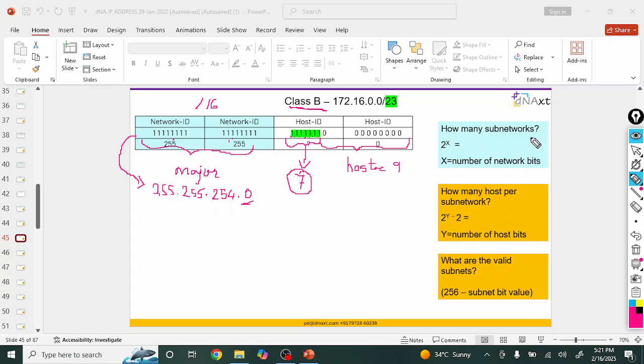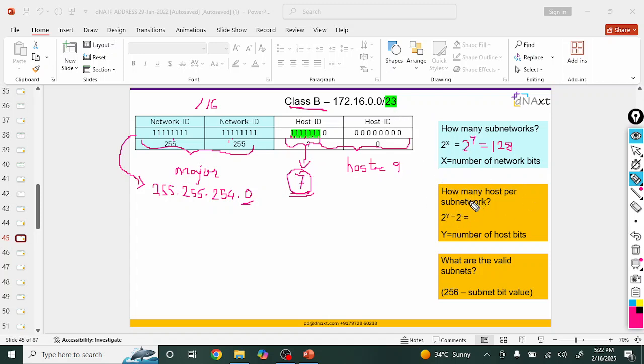How many subnetworks will you get? The formula is 2 to the power x, where x is the number of subnet bits. We have 7 subnet bits over here. So 2 to the power 7. So you will get a total of 128 subnetworks in slash 23.